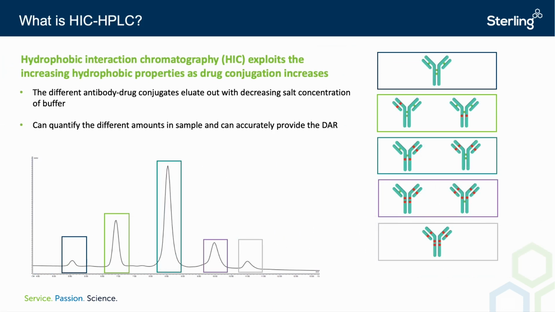Hydrophobic interaction chromatography exploits the increasing hydrophobic properties as drug conjugation increases. The antibody will have low hydrophobicity and so will elute out first. As the salt concentration decreases, the lower conjugated antibodies will then elute out, and eventually the higher conjugated antibodies. What this results in is a chromatogram with distinct peaks for the increasingly conjugated species. The size of the peak corresponds to how much of that species is in the sample. Using the peak area of each, we can work out how much of each species is in the sample and calculate the average DAR.